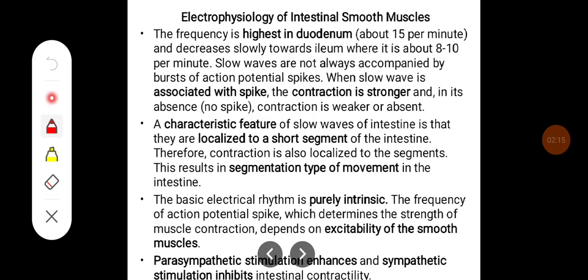Electrophysiology of intestinal smooth muscles. The frequency is highest in duodenum, about 15 per minute, and decreases slowly towards the ileum, where it is about 8 to 10 per minute. Slow waves are not always accompanied by a burst of action potential spikes. When slow wave is associated with spike, the contraction is stronger, and when there is no spike, contraction is weaker or absent.